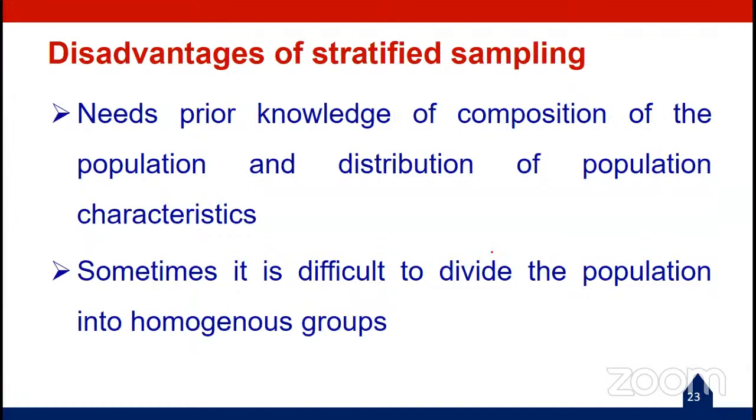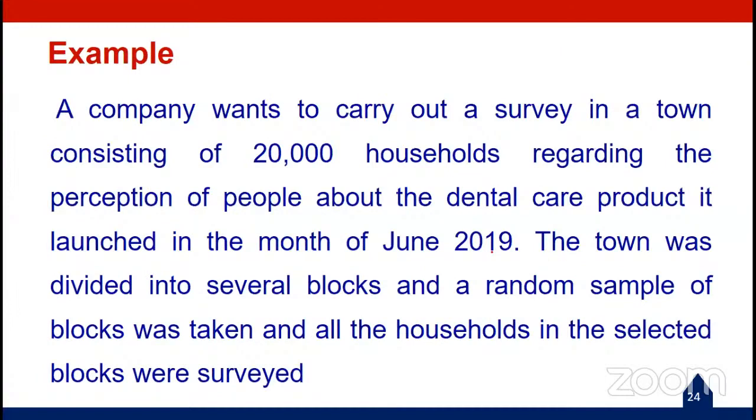So next we will move on to the next sampling method. So we'll look into an example. A company wants to carry out a survey in a town consisting of 20,000 households regarding the perception of people about the dental care product it launched in the month of June 2019. The town was divided into several blocks, and a random sample of blocks was taken, and all the households in the selected blocks were surveyed.